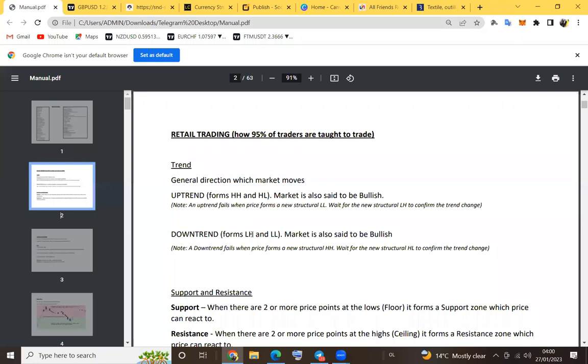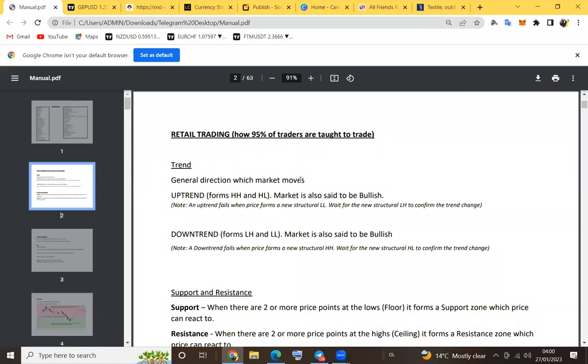Downtrend forms with lower highs and lower lows. Market is always said to be bearish. Note, a downtrend fails when price forms a new structural higher high. Wait for a new structural higher low to confirm the trend change. So we have already treated this first part talking about trends.